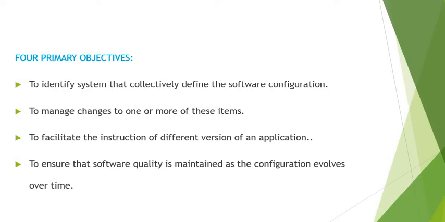There are four primary objectives in software configuration management: to identify the system items that collectively define the software configuration; to manage changes to one or more of these items; to facilitate the construction of different versions of an application; and to ensure that software quality is maintained as the configuration evolves over time.